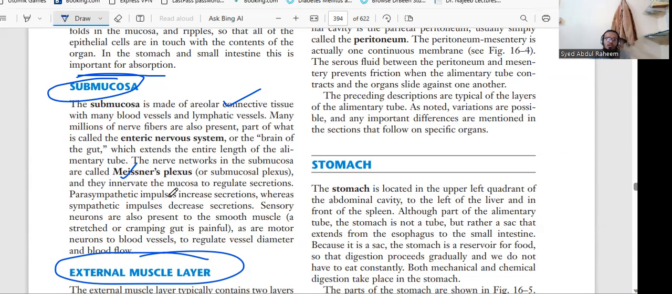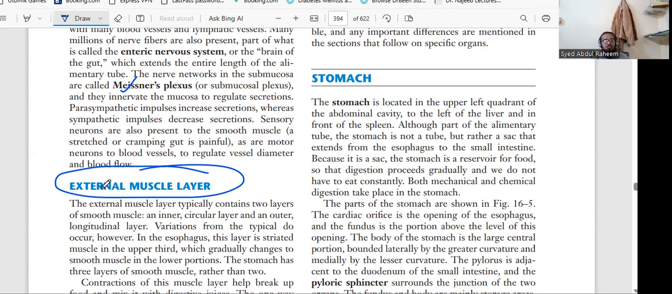From that area only, the brain nerves are attached to everything. From that area, it will go to the brain, parasympathetic and sympathetic. So whenever secretions are needed, it will go through the parasympathetic. If we have to stop the secretions, it will go to the sympathetic. So these are the things we have to remember about the submucosa. Mucosa has digestive enzymes and a defense mechanism. Submucosa has nerve supply, blood supply, and lymph supply.